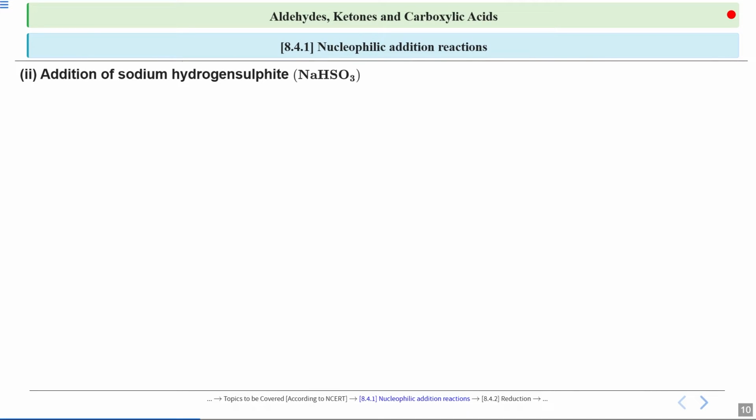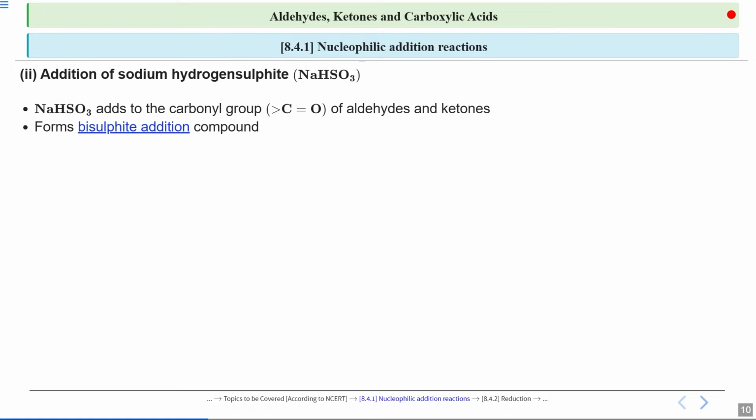Now we will see the next nucleophilic addition reaction, which is the addition of sodium hydrogen sulfite or NaHSO3. So in this reaction, a nucleophile, which is an electron-rich species, which is sodium hydrogen sulfite in this case, attacks the electrophilic carbon in the carbonyl group. So when NaHSO3 adds to the carbonyl group, it forms a bisulfite addition compound.